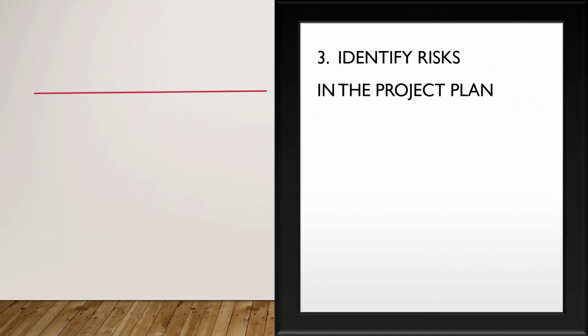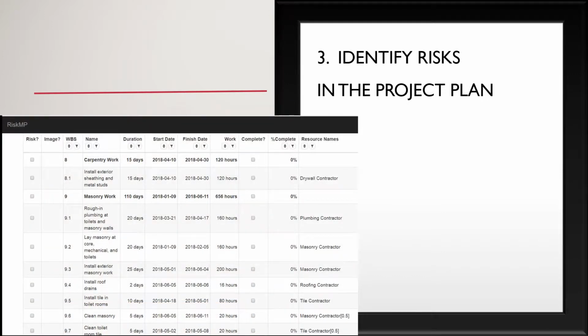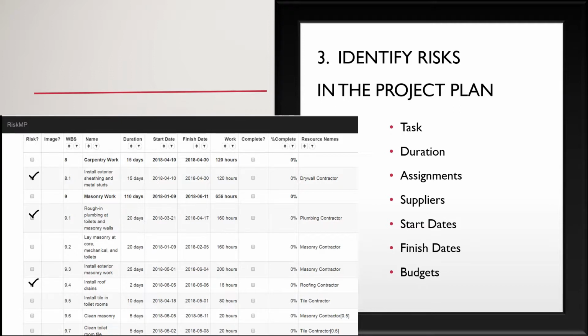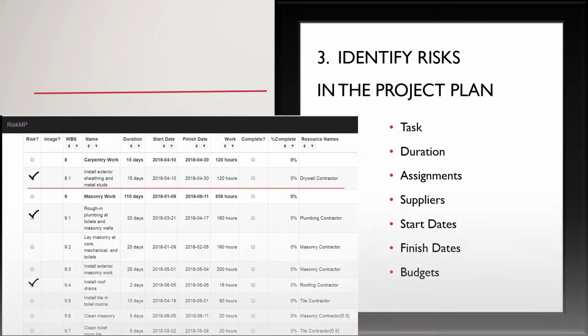Once you have the project plan, the next step is to review it. Review the complete plan and identify any risk or any uncertainty in the tasks as you see them, in the time allotted to complete those tasks, in any of the assignments. Who is doing a job is always significant. Look for uncertainty in suppliers, in start dates, in finish dates, and in budgets. If you're using RiskMP, just simply check off the tasks which have a risk on the left-hand side, then identify the risk event in detail.